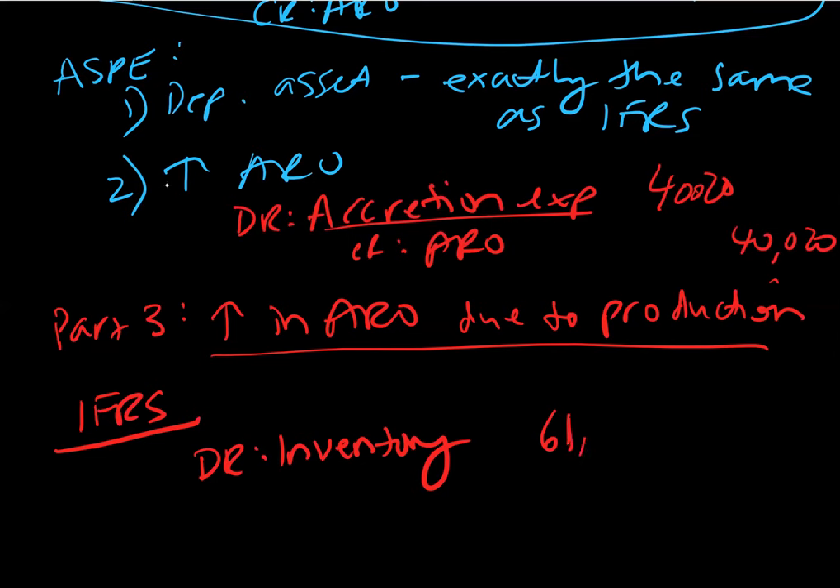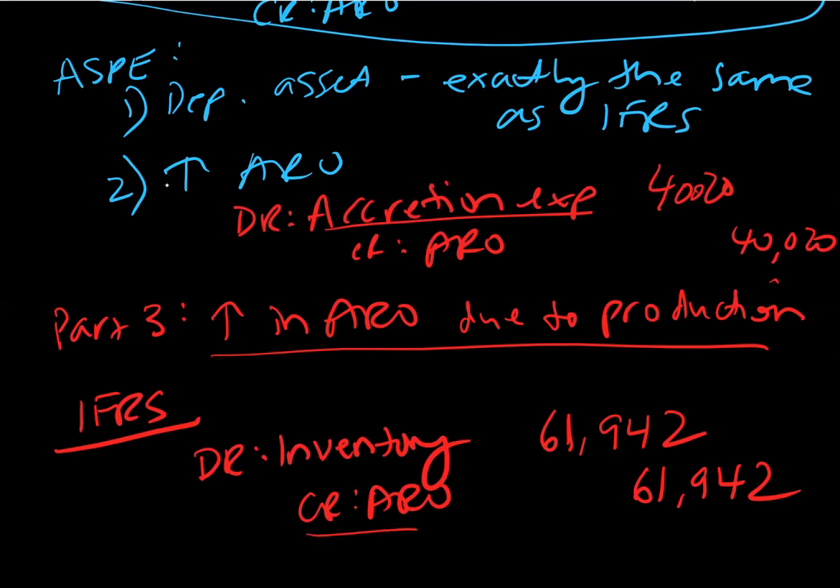So $61,942 here. And then the credit is going to be to ARO because we know that ARO needs to increase by 61,942. That's exactly how it explained the fact that more oil was taken. Therefore, we needed to increase the ARO. So I think the credit's clear, but the debit under IFRS is to inventory. And this is the exact amount that it gave us in the question. So we didn't have to do any calculations for that.